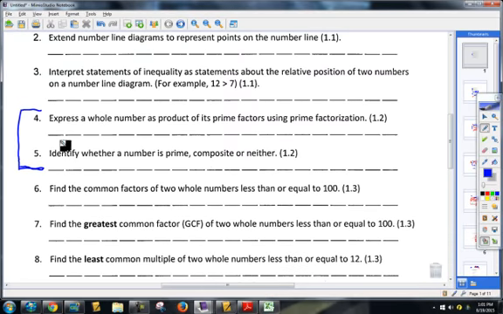Okay, welcome to Learning Targets 4 and 5 of Chapter 1. First of all, the learning target for this video is: I can express a whole number as a product of its prime factors using prime factorization.